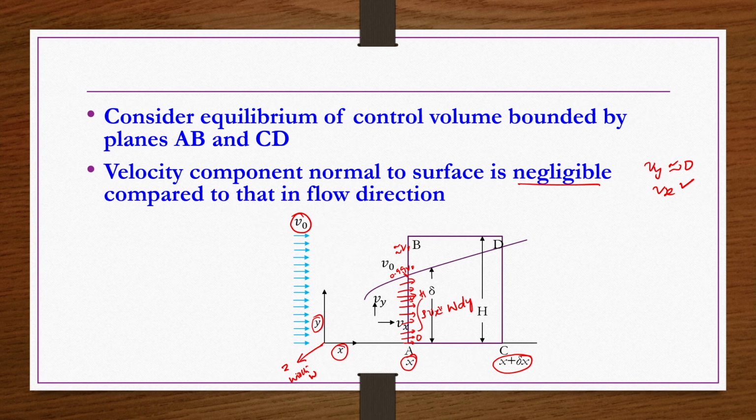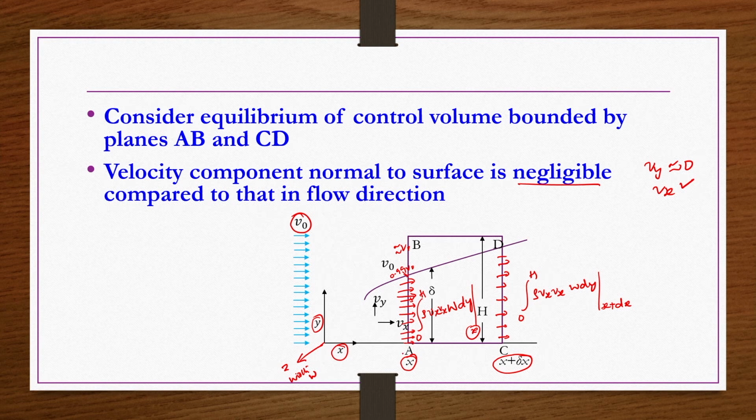If you wanted to know the rate of momentum in, this has to be multiplied by another Vx, that is, the integral of rho Vx square W dy, occurring at x location. Similarly, at CD, the momentum going out is exactly the integral from 0 to h of rho Vx square W dy, and this is occurring at x plus dx location. This is at x location, and this is at x plus dx location. Expression-wise they look the same, but they are evaluated at different locations.